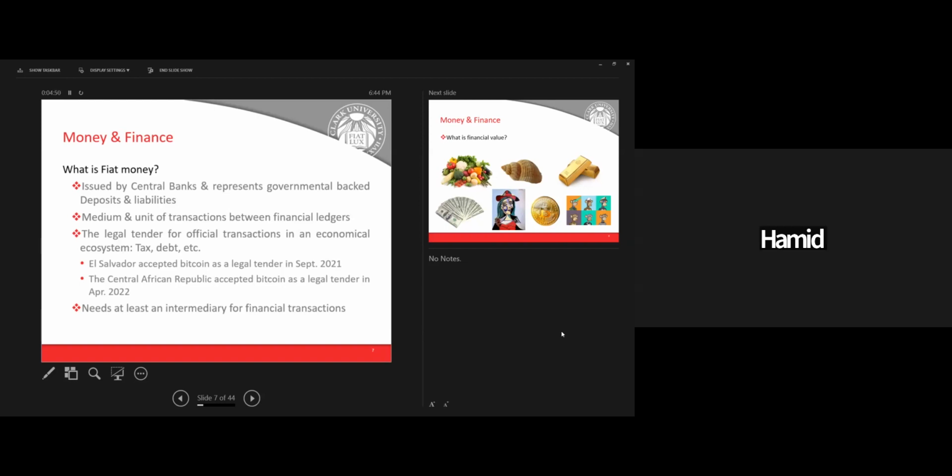And I'm not sure about Central African Republic, but I know it had some pros and cons in El Salvador. Some people are very happy about that. Some people have some doubts, but I think generally speaking, it has some positive effect in El Salvador.